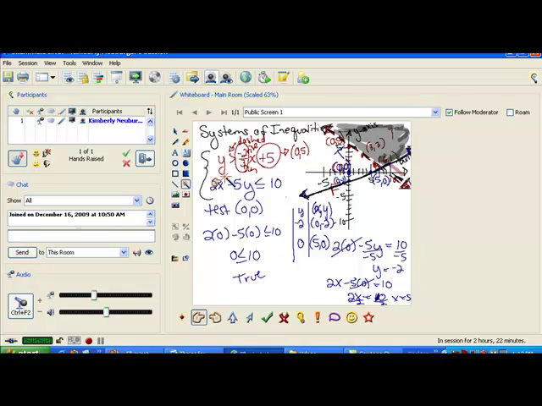That is how you solve systems of inequalities. Just basically graph both of them, see where they overlap, and that is where your solution is.